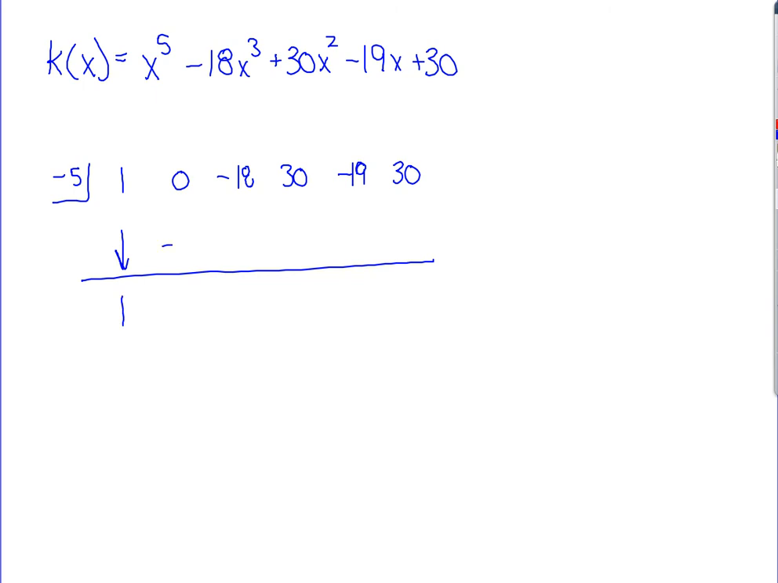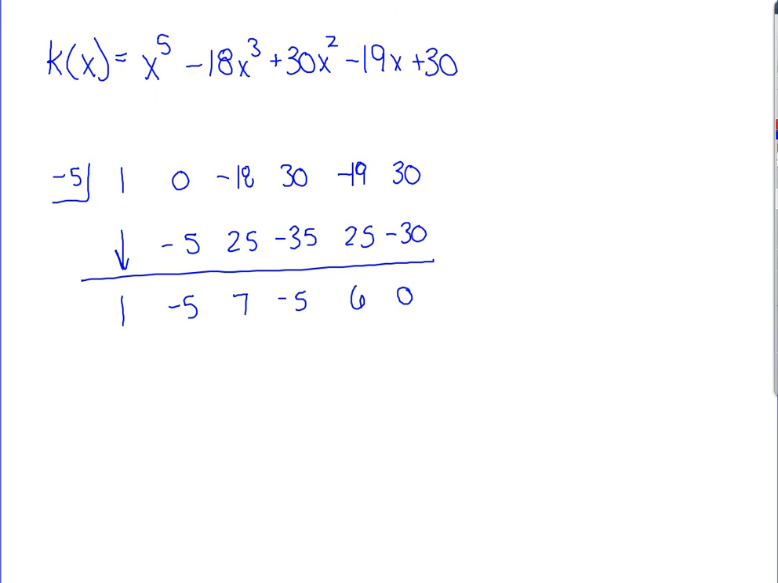Negative 5 times 1 is negative 5. 0 plus negative 5 is negative 5. Negative 5 times negative 5 gives us a positive 25. When we add down, we will get 7. Negative 5 times 7 is going to give us a negative 35. 30 plus a negative 35 gives us negative 5. Negative 5 times negative 5 is a positive 25. When we add down, we will get 6. Negative 5 times 6 is a negative 30. When we add down, we do get 0. So this is a 0 of our function.